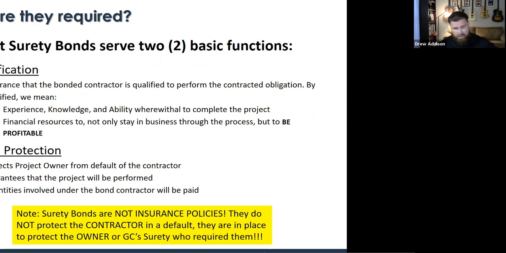Also, when it comes to public work, depending on what contract size you're in, you reach different thresholds of what the bonding requirement is going to be.